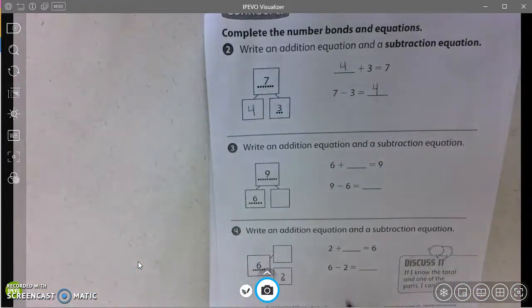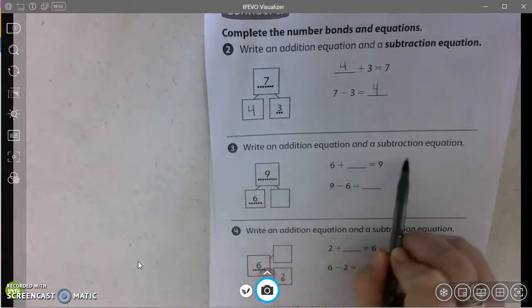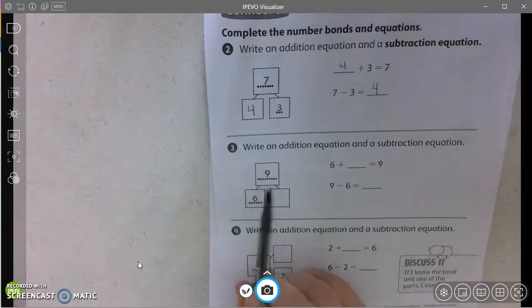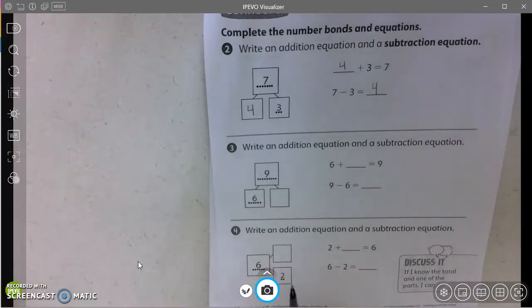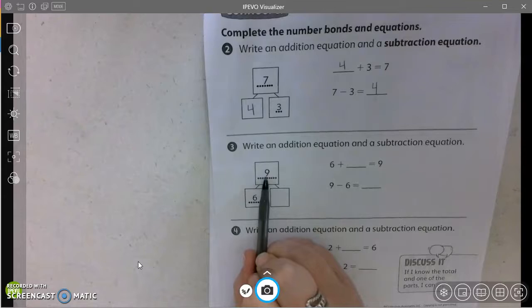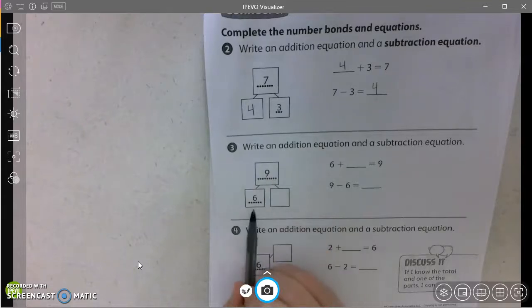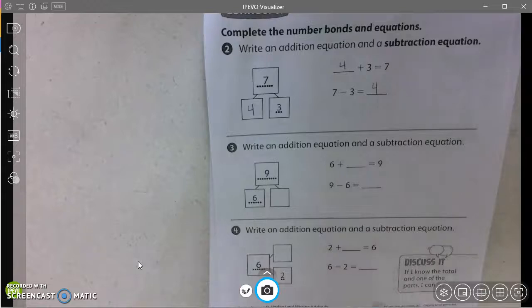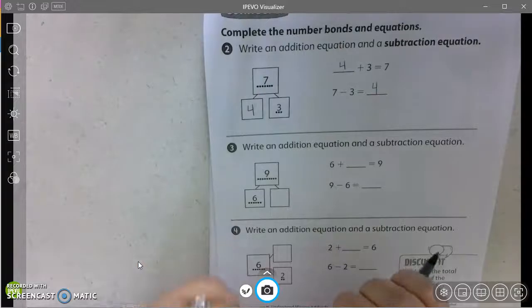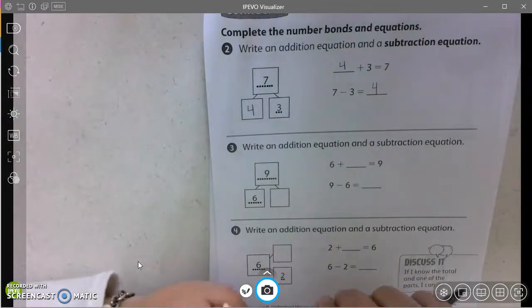Okay. Write an addition equation and subtraction equation. This is the same as we just did here, but I'm going to do this one with you, and then you're going to try this one, okay? So they give us 9 as our whole, and they give us 6 as a part. I'm not going to do cubes. I'm not going to use my dry erase board. I'm going to try this one in my head using my fingers.